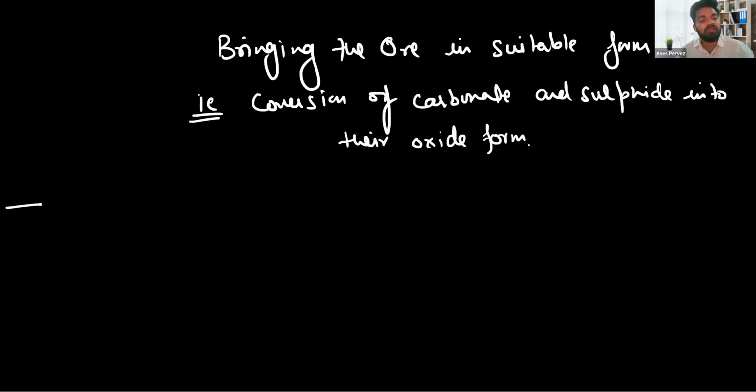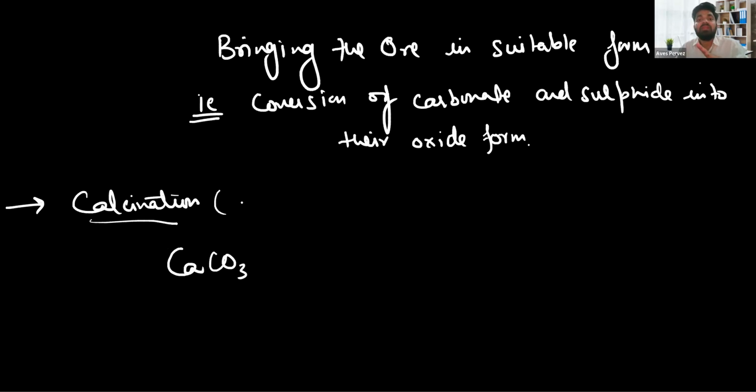So this is done by two methods. Okay, one is calcination. Calcination is done for the carbonate ores. Okay, for the carbonates. And what happens in the calcination? Don't write it. I'm going to explain you first, then I will ask you to write. Calcium carbonate, for example. This calcination is done for bringing the carbonate ores into their oxide form. C for carbonate and C for calcination.